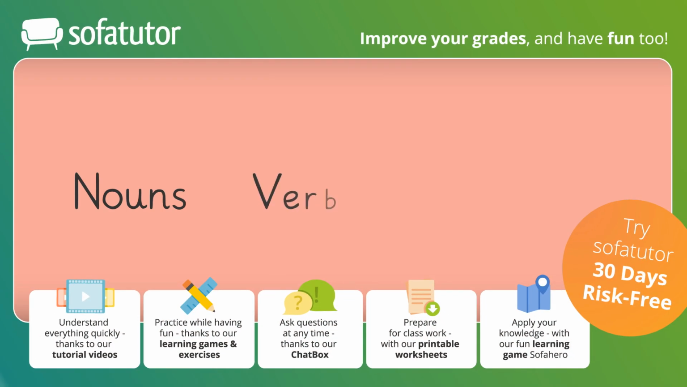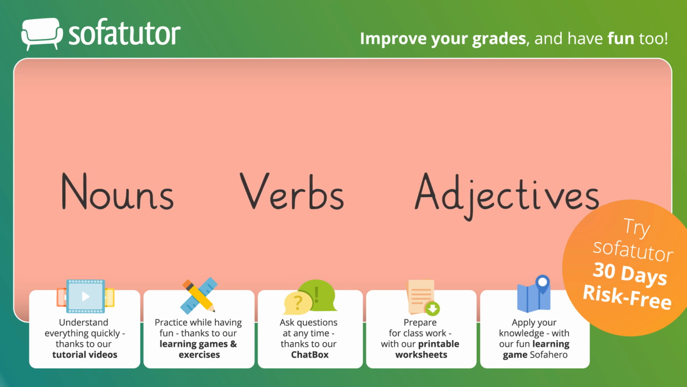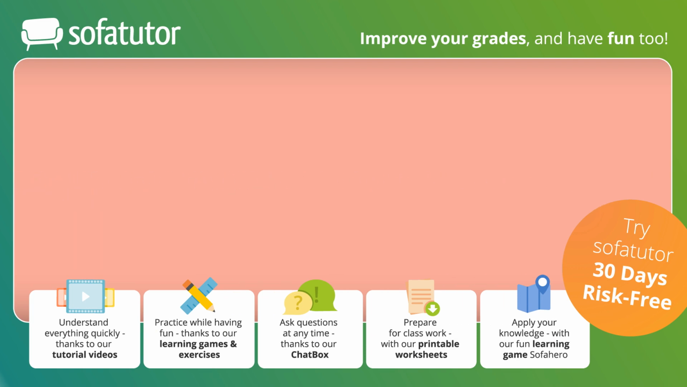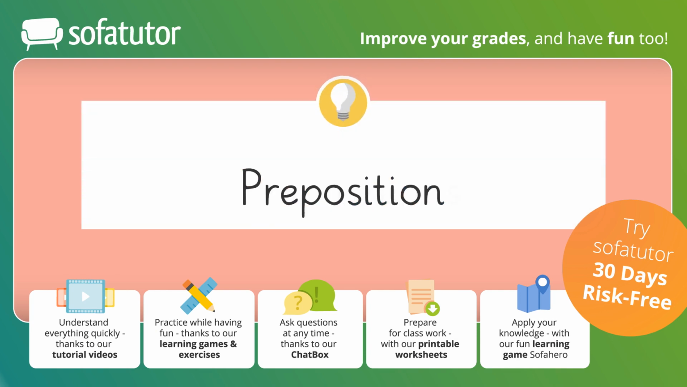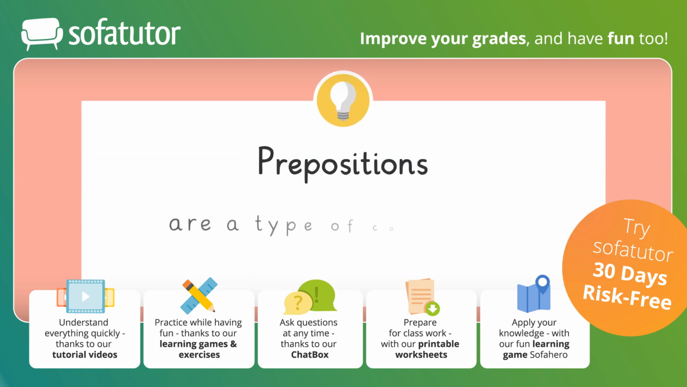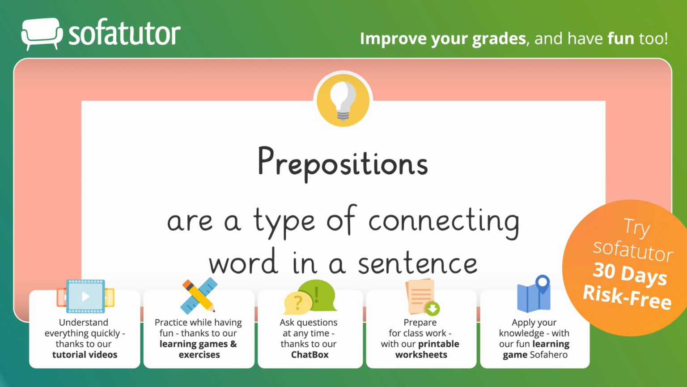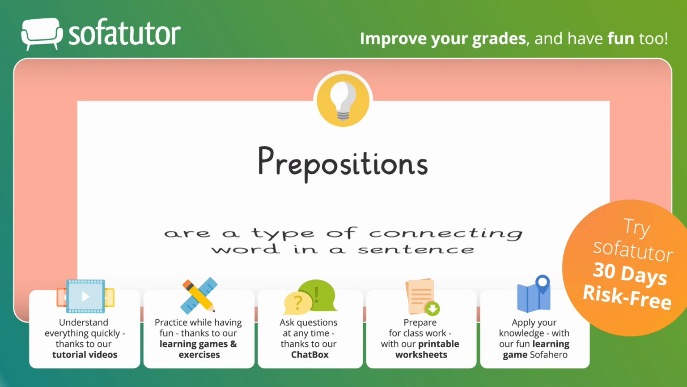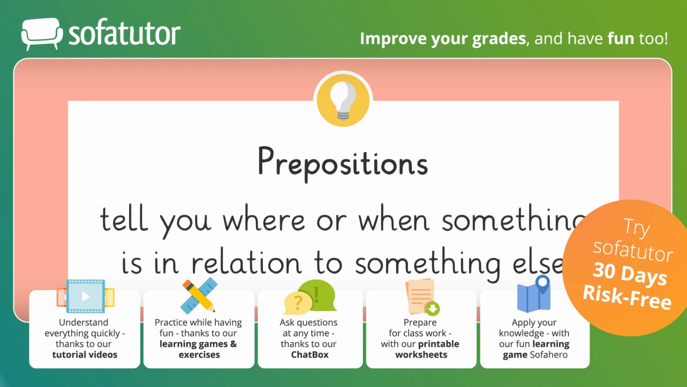You may remember different parts of speech such as nouns, verbs, and adjectives. Another part of speech is called a preposition. Prepositions are a type of connecting word in a sentence. They tell you where or when something is in relation to something else.